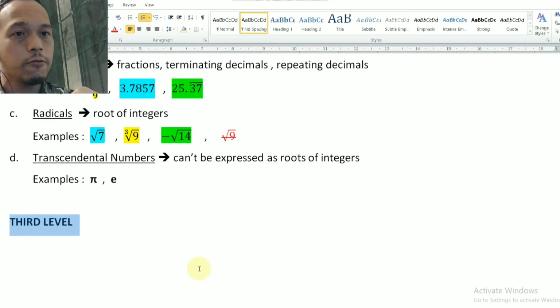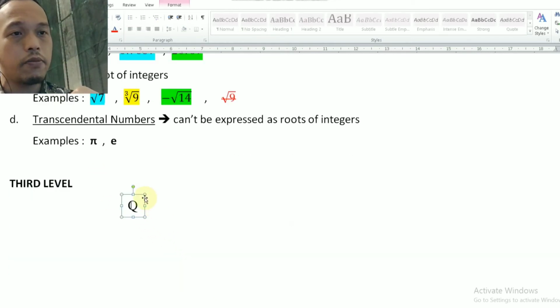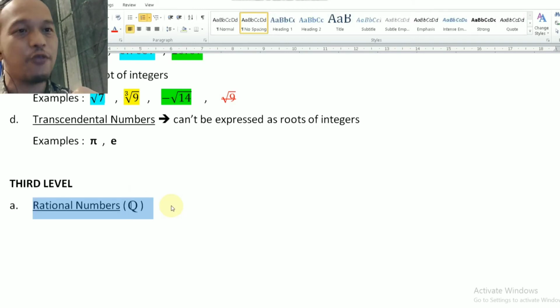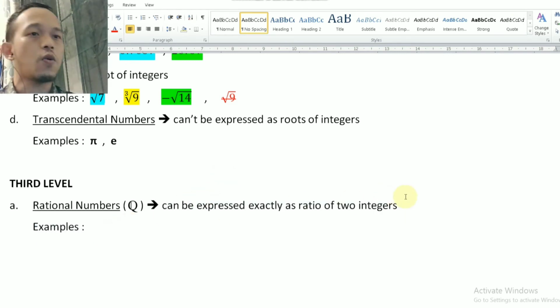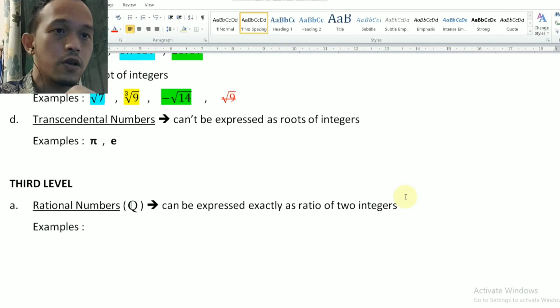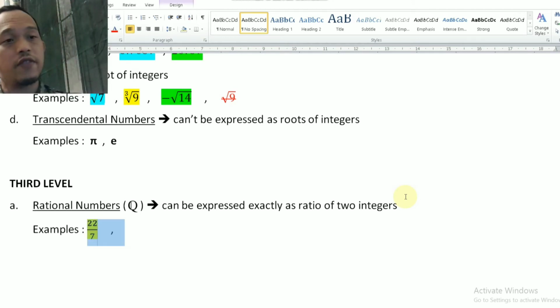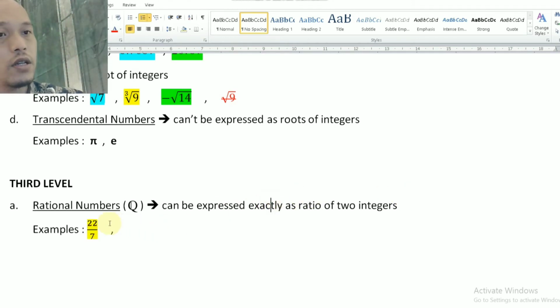The third level, okay, let's go up. This is the symbol. Yeah, we have rational numbers. By definition, rational numbers are any numbers that can be expressed exactly as a ratio of two integers. Okay, so what are the examples? First, 22 over 7. Well, it's definitely rational since it is a ratio of the integers, which is 22 and 7.